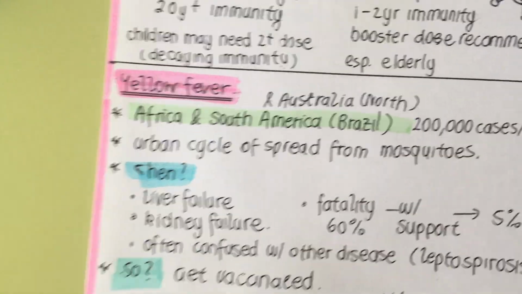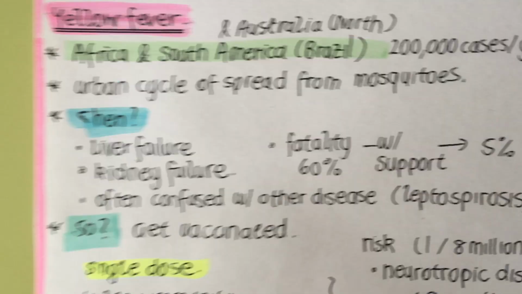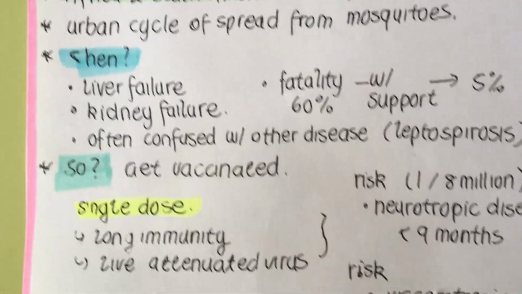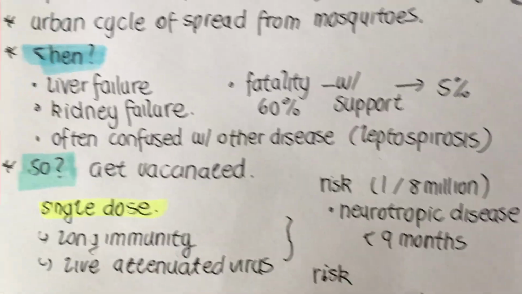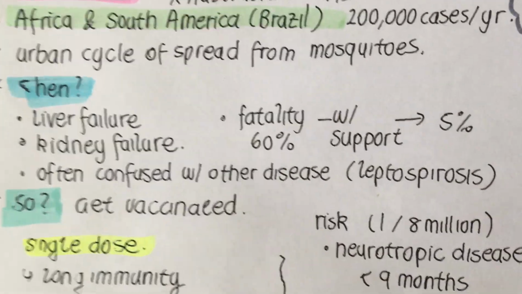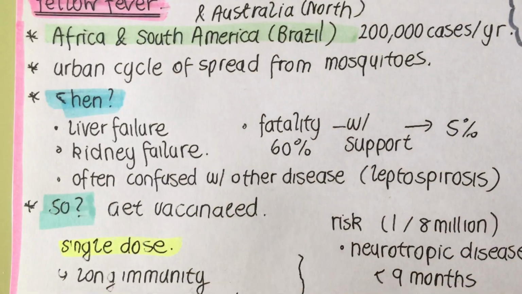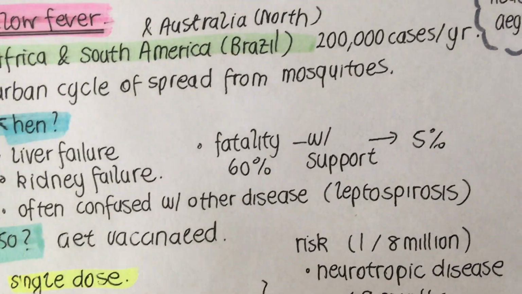And by support, I mean medical support. What can we do? Again, get vaccinated, especially if you're traveling to those endemic areas. This is a single-dose vaccine with the live attenuated virus. However, there is a bit of a risk, which is rare. However, this risk is mostly seen in people who are under 9 months old.